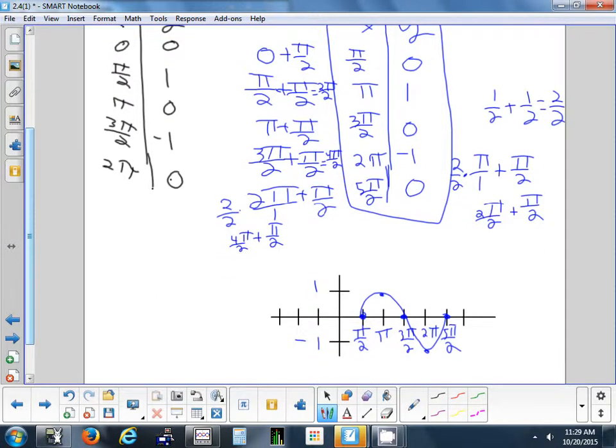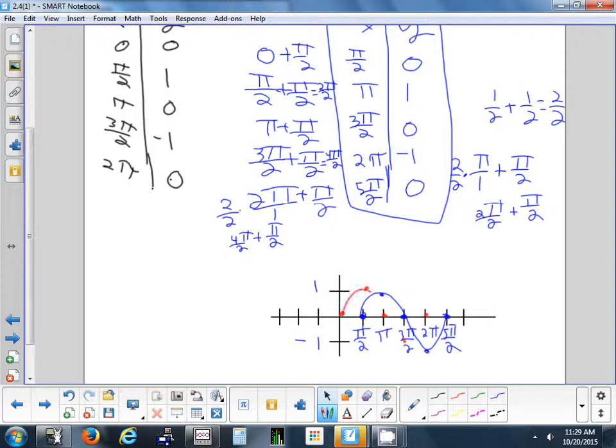Okay, and that's a phase shift. Any questions on that? All right, so on the homework, what I'm going to do is have you sketch the original and then have you sketch the final. The original would have been like this.